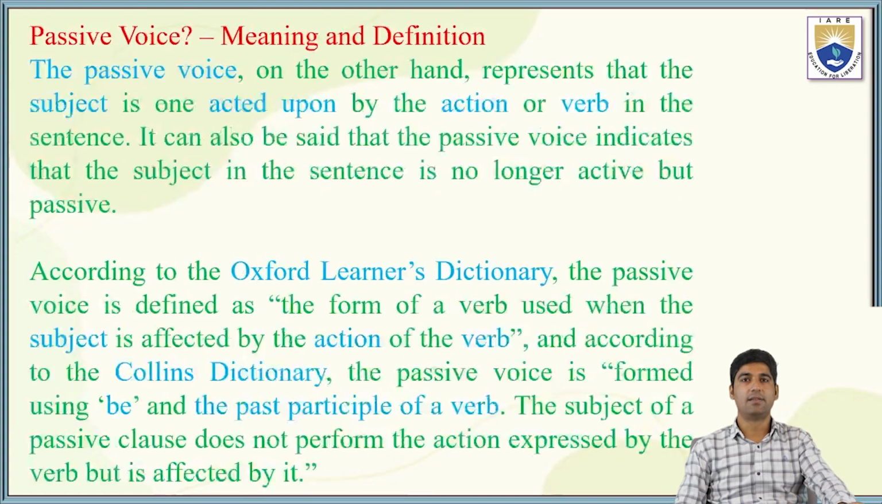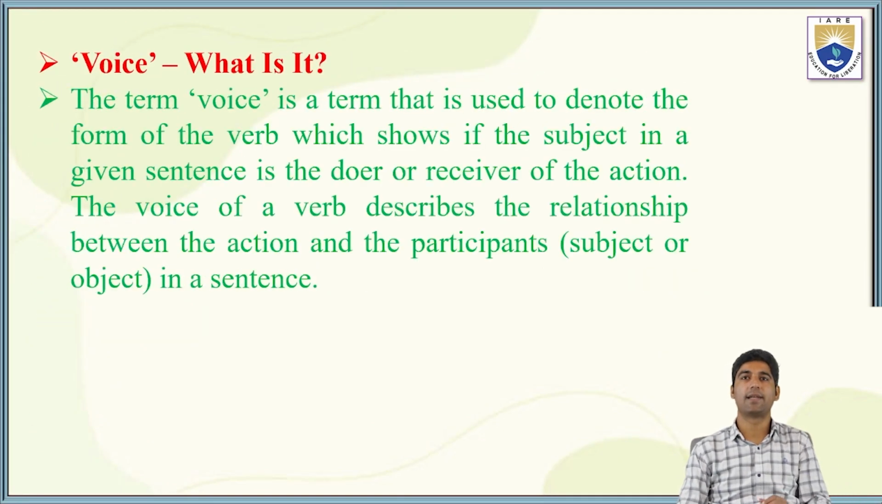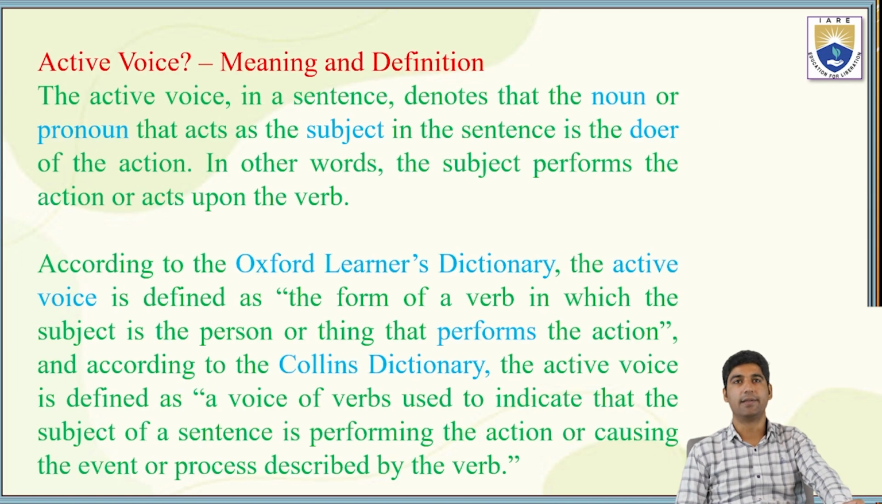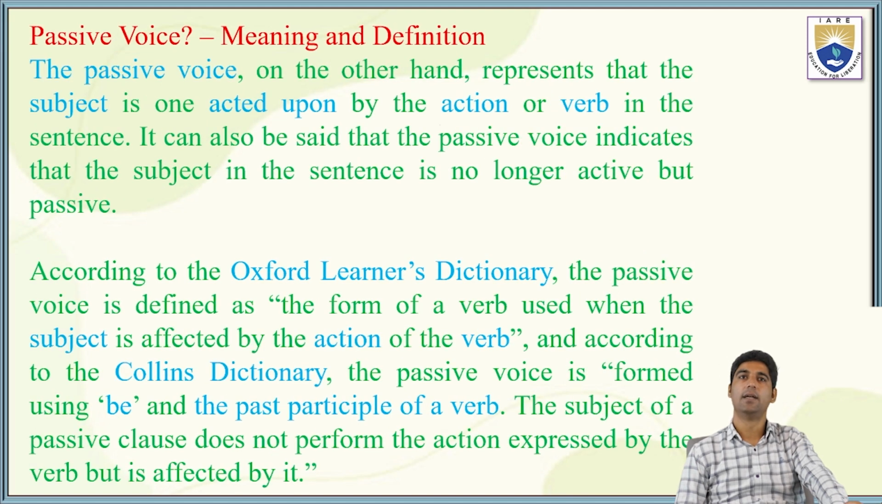I would like to recap this whole lecture. First, I talked about voice. I told you voice denotes the form of verb which shows if the subject in the sentence is the doer or receiver of action. Then I told you there are two forms of voice: active voice and passive voice. Active voice is that voice where the subject is the doer of action. Then I took the help of Oxford and Collins dictionary to define active voice. Then I defined passive voice, where the subject is being acted upon by the verb, and again took the help of Oxford and Collins dictionary to further define it.